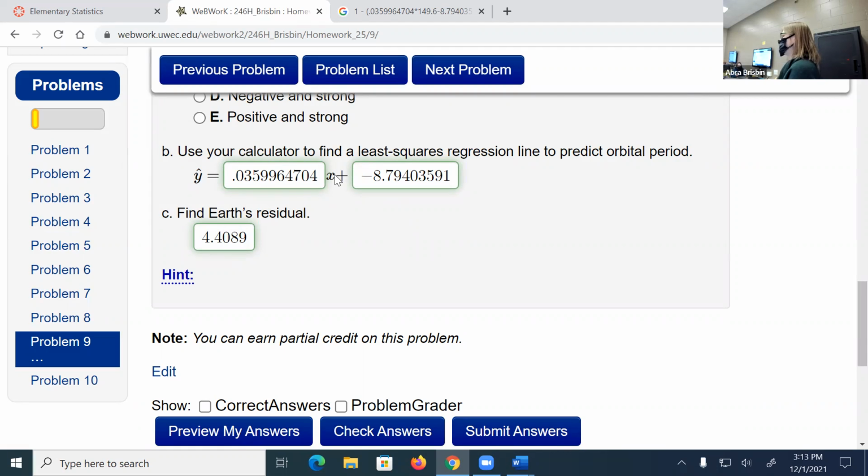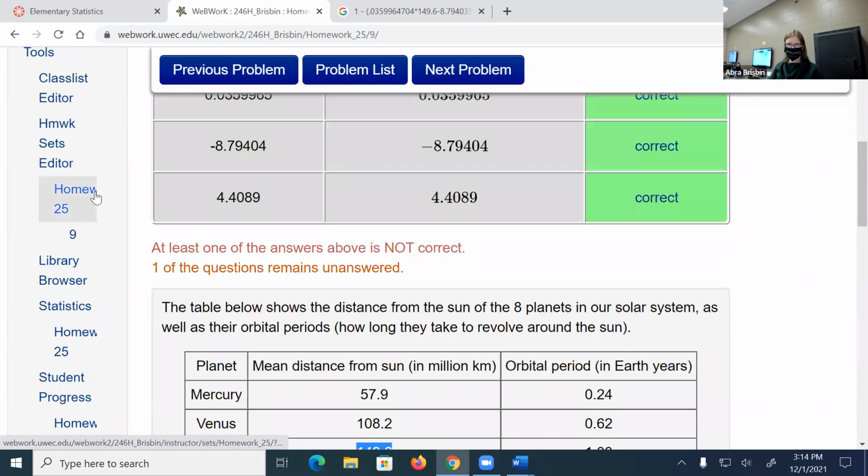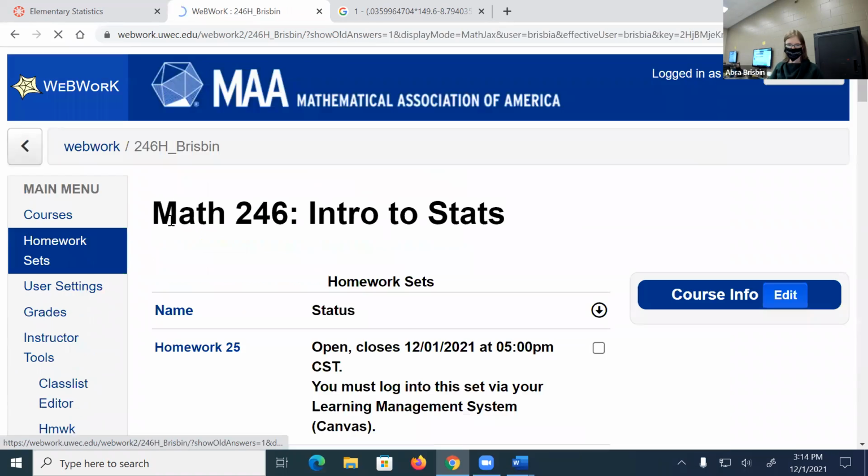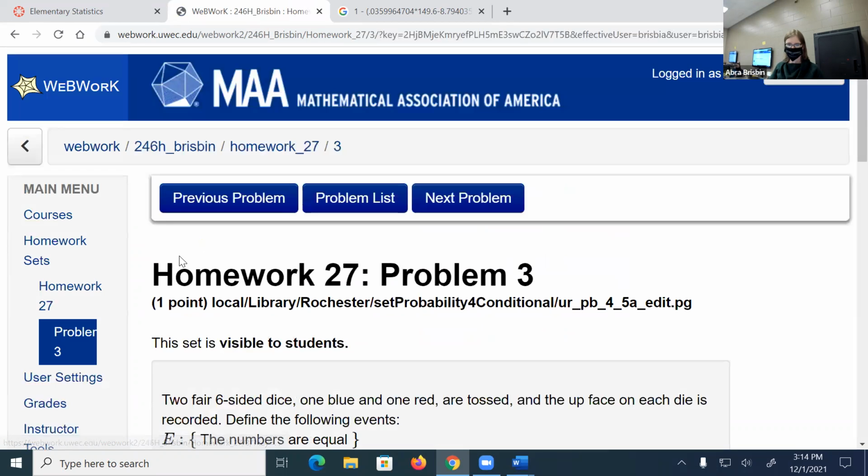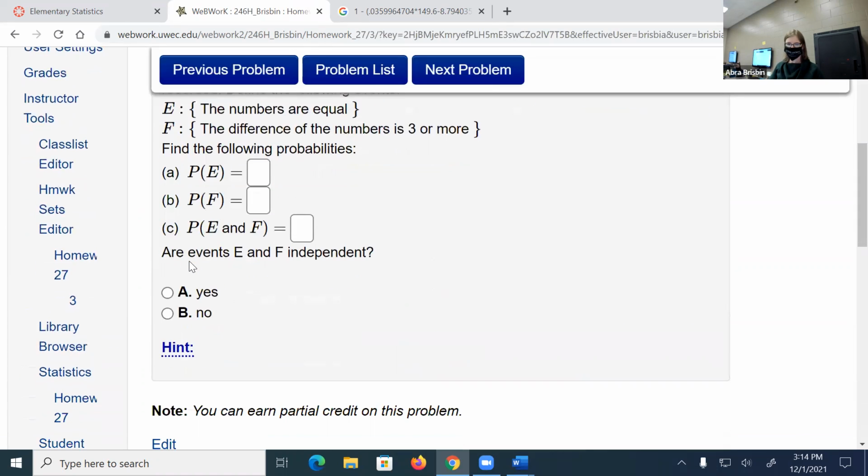So does that address your question? All right. Other questions about the homework? Can you do homework 27, problem 3, just part B? Homework 27, problem 3B. Okay. So, are events E and F independent? Just like how to find the probability of that.